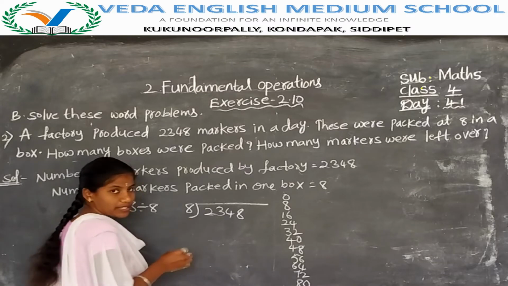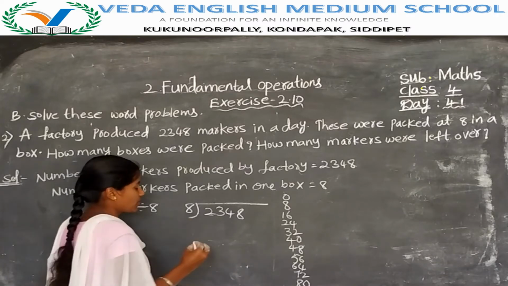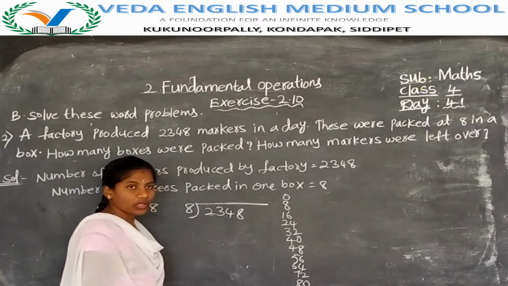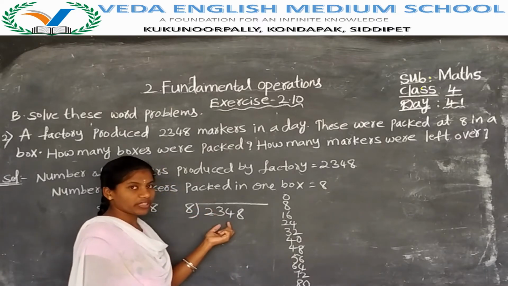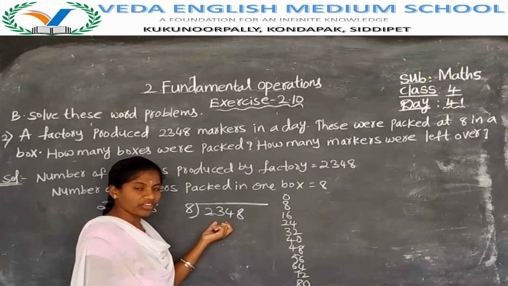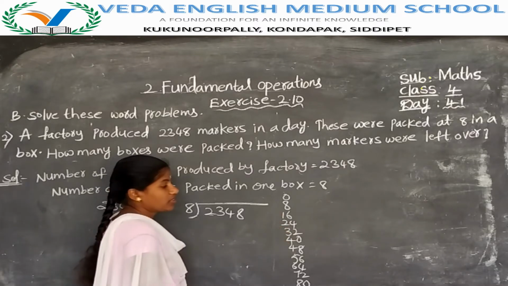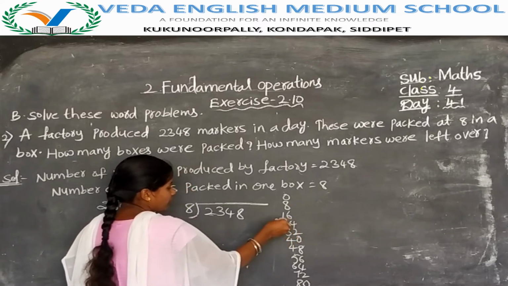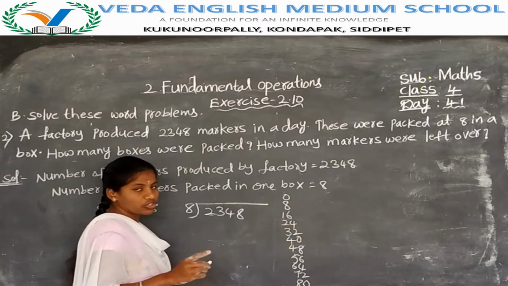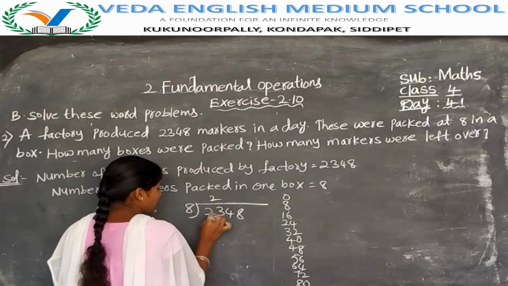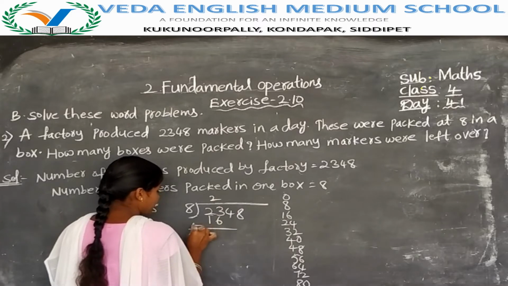Now if the dividend is bigger, then we have to choose two numbers. Now take 2, 3, 23. Is there 23 in the 8 table? No. If 23 is not there, then we have to take the smaller, nearest number to 23. What is that? 16. If you take 24, then 24 is greater than 23, so we should not take 24. We have to take 16 only. 16 is possible in the 8 table. How many times is it possible? 2 times. 8 twos are 16.